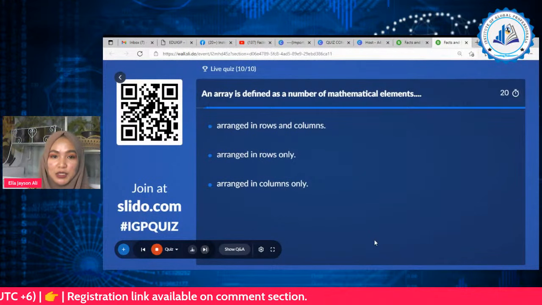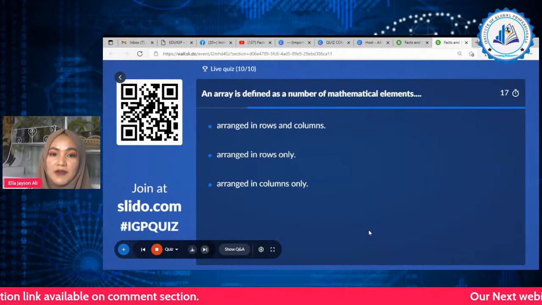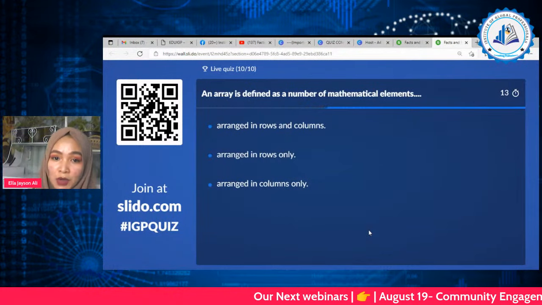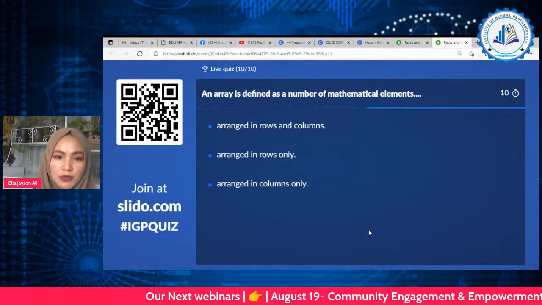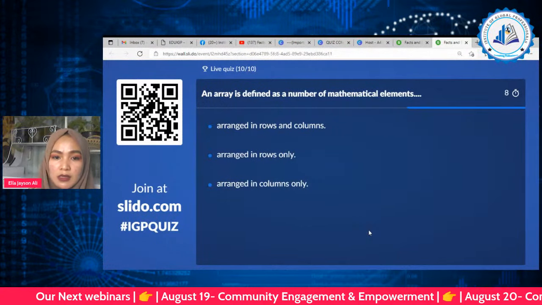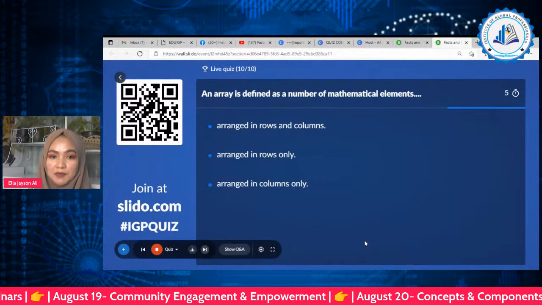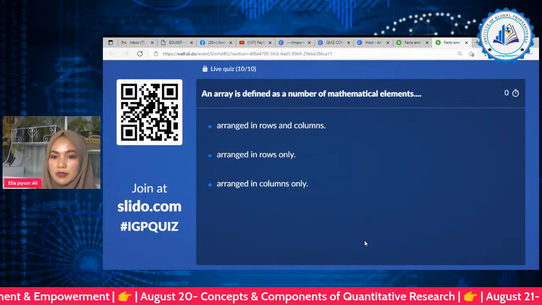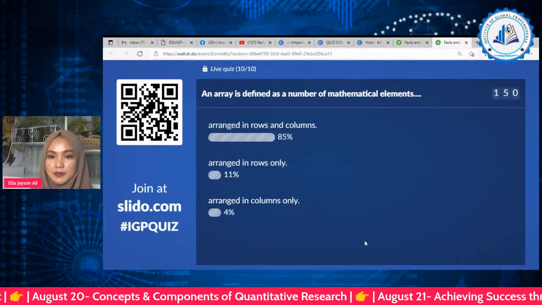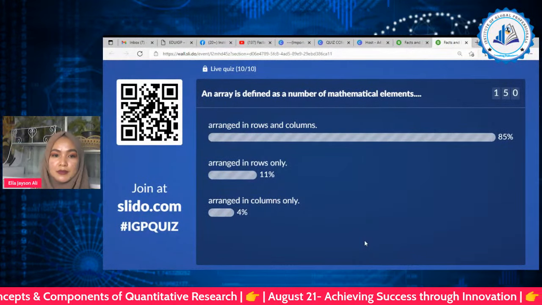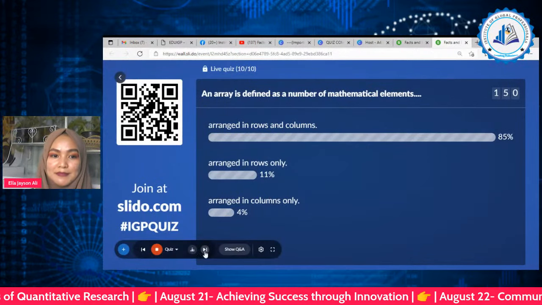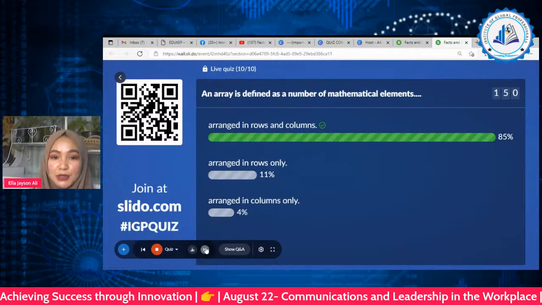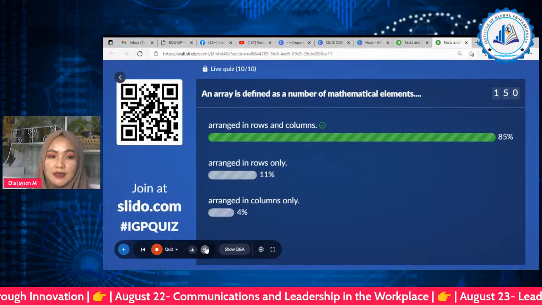Okay, the last question. An array is defined as a number of mathematical elements arranged in rows and columns, arranged in rows only, or arranged in columns only. Okay, the correct answer is arranged in rows and columns.